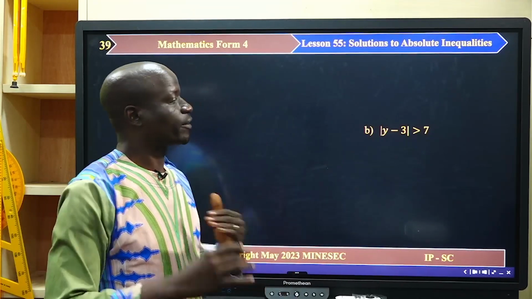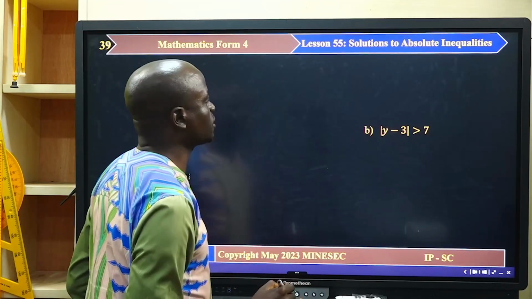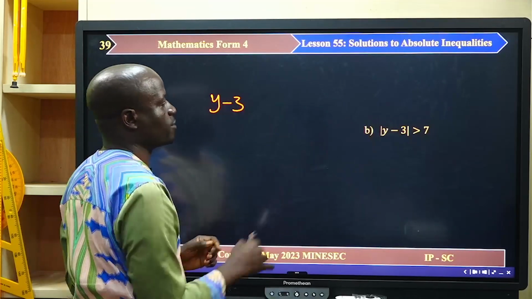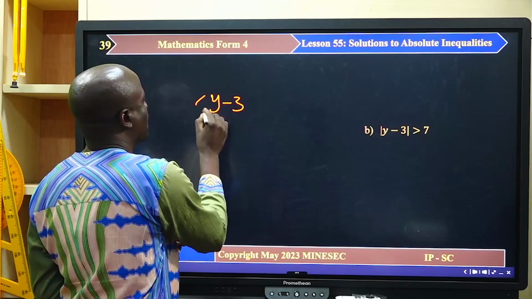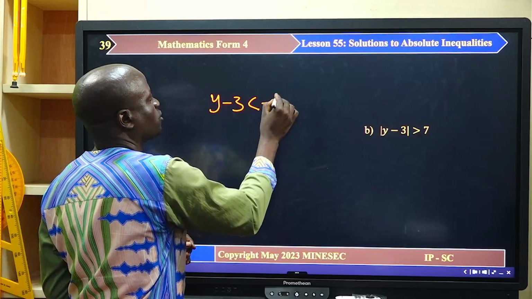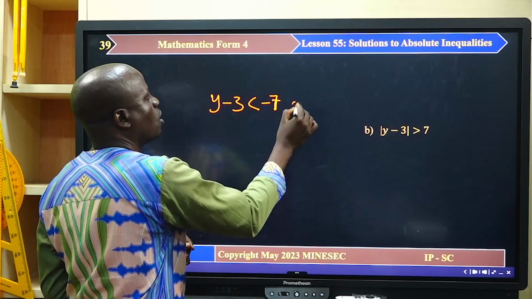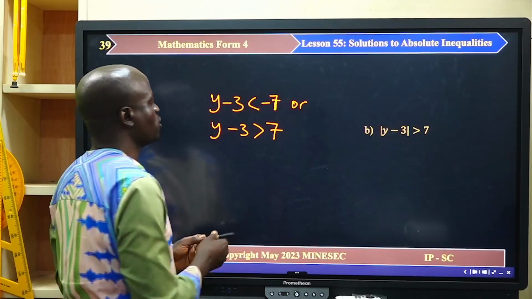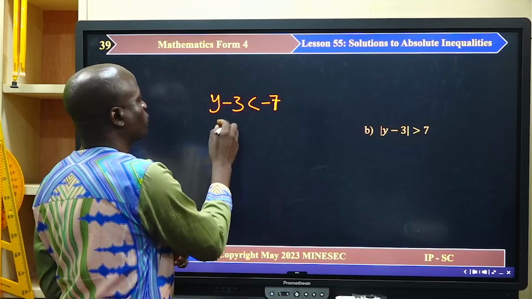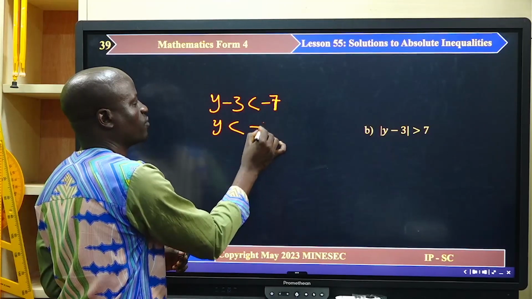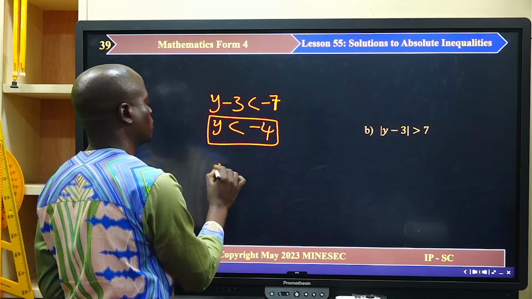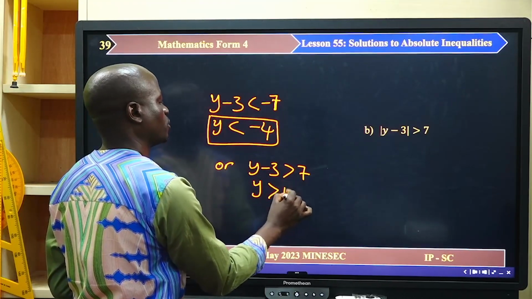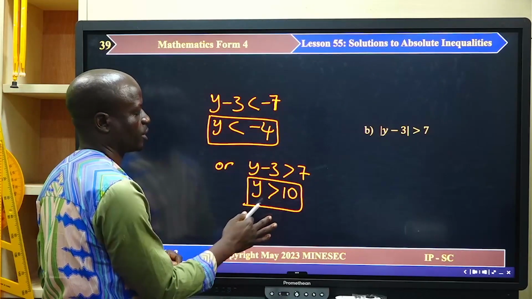In the next case, we have this, greater than 7. Observe that the inequality sign there is greater than. So we have y minus 3 greater than 7, and we will have a case where this expression is less than negative 7, or y minus 3 is greater than positive 7. In the first case, to solve this, we add 3 to both sides, so y is less than negative 4. In the second case, we have y minus 3 is greater than 7. So y is greater than 10. This gives us the next solution.